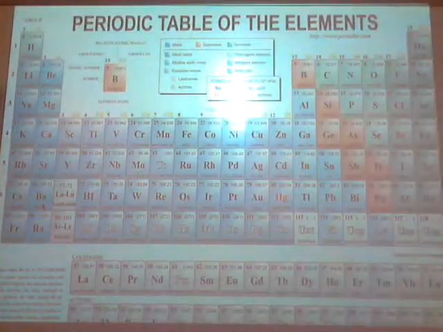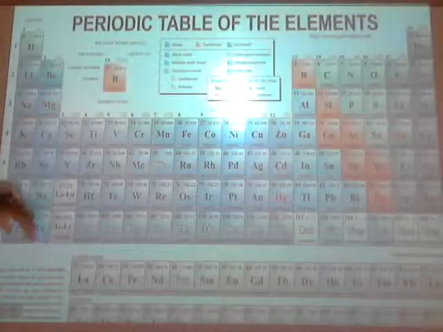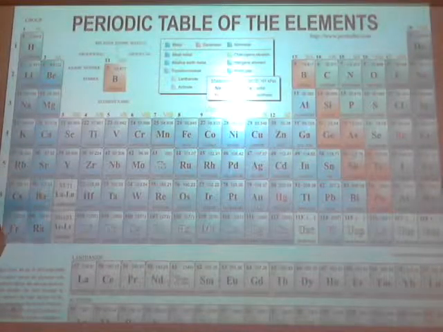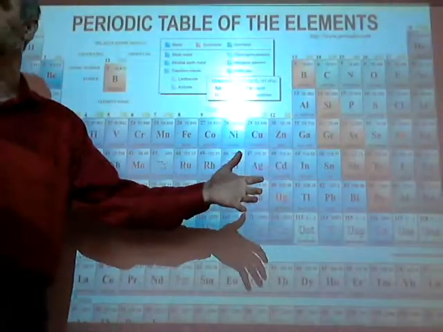Now, how about largest atomic radius? That's really easy. The one furthest down and to the left, which, of course, is cesium, right? I think atomic radius is the easiest one, not only because it's the first one we did, but because we apply it to all the other ones, right?